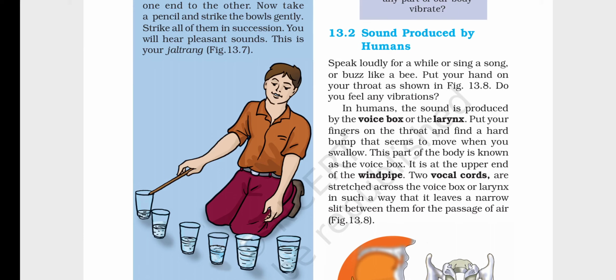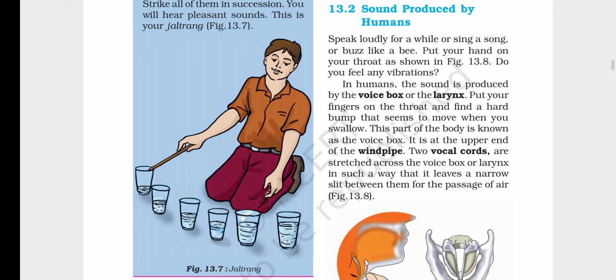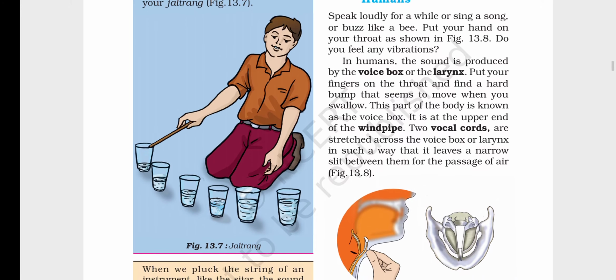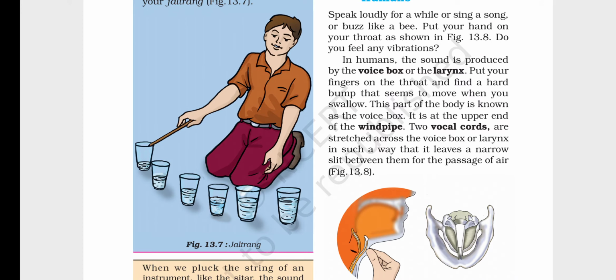Okay, in this video we'll see how sound is produced by humans. Speak loudly for a while, or sing a song, or buzz like a bee. Put your hand on your throat and what do you feel? Any vibrations? Yes, in humans the sound is produced by the voice box or the larynx.